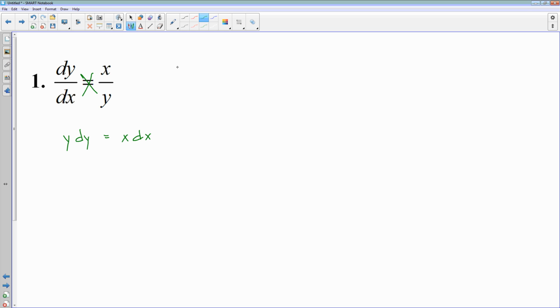And now if you look at each side of the equation, we have almost an integral. We have the y dy. All we're missing is the antiderivative sign. But if I do the integral of the left side, I'm going to have to do the integral of the right side. And then we will integrate both sides after we separate the variables. The integral of y is y squared over 2. And technically there is a constant here, equals the antiderivative of x is x squared over 2.